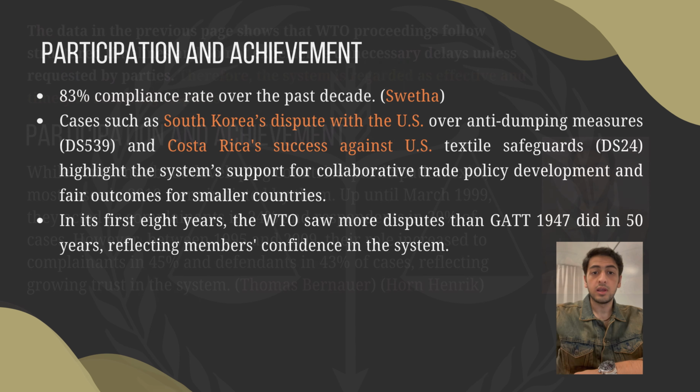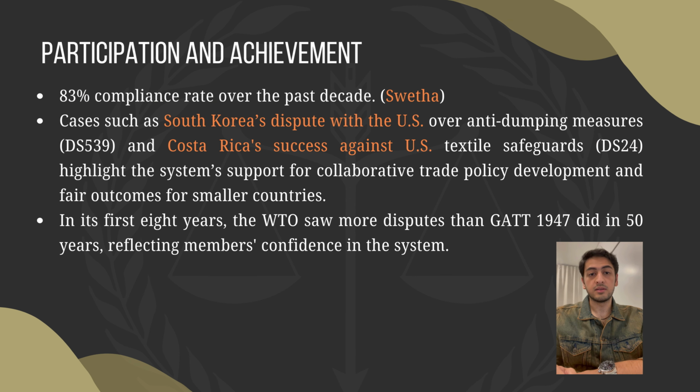The system boasts an 83% compliance rate over the last decade, outperforming other bodies such as the International Court of Justice, or ICJ. Cases such as South Korea's dispute with the U.S. over anti-dumping measures and Costa Rica's success against U.S. textile safeguards highlight the system's support for collaborative trade policy development and fair outcomes for smaller countries.